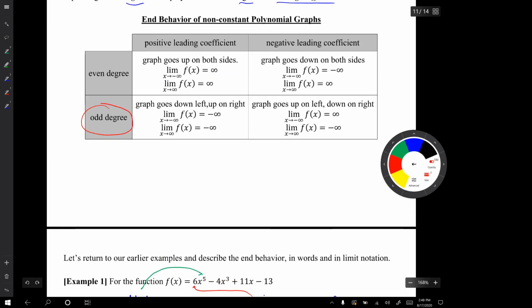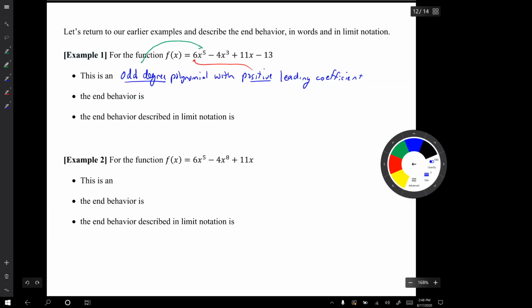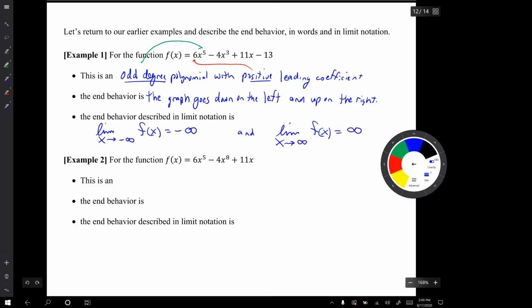Odd degree polynomial with positive leading coefficient. So here is a summary of the end behavior. The graph goes down on the left and goes up on the right. If we abbreviate this in limit notation, it would look like this. So the graph goes down on the left is abbreviated with this symbol, and the graph goes up on the right is abbreviated with this symbol.